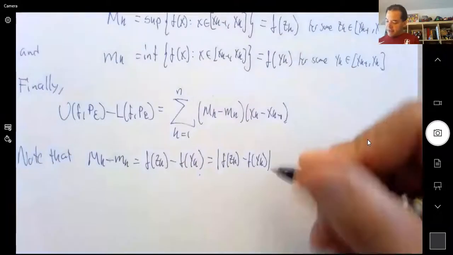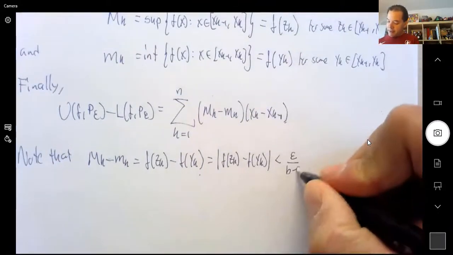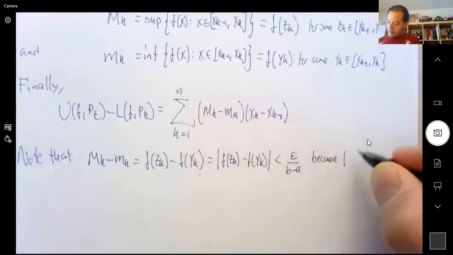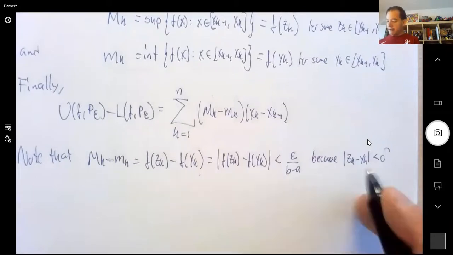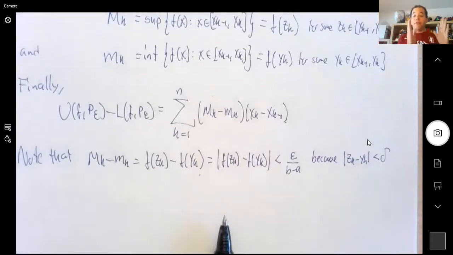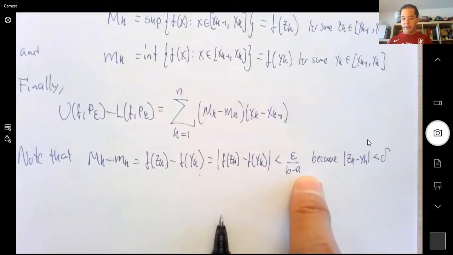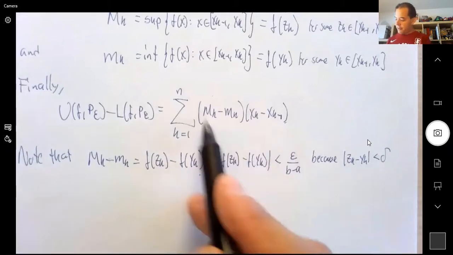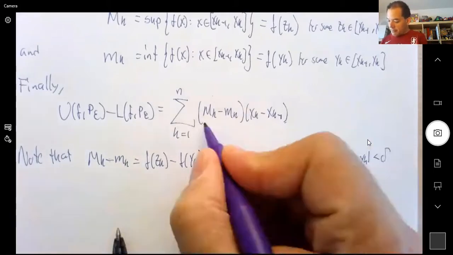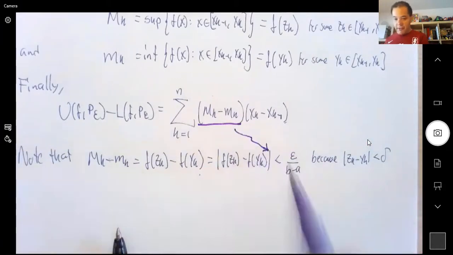So this is less than epsilon over b minus a because zk minus yk is less than delta, right? They are less than delta because we chose the intervals to be smaller than delta. So these two numbers belong to the same interval, and the length of the interval is less than delta. Therefore, the distance between them is less than delta. And because they are less than delta, their images differ by less than epsilon over b minus a. So that's awesome. I can control this part over here, right? So this Mk minus little mk will be controlled this way.